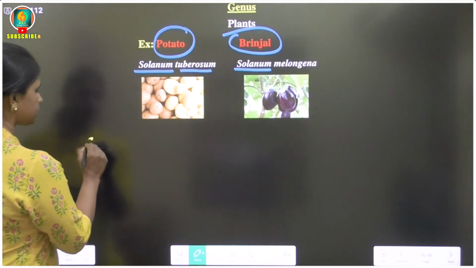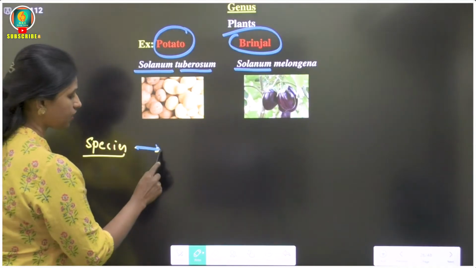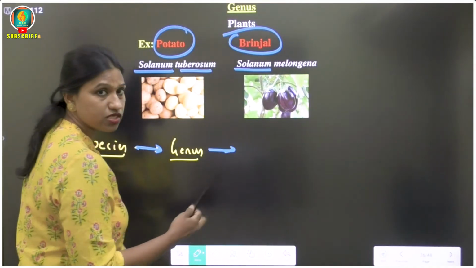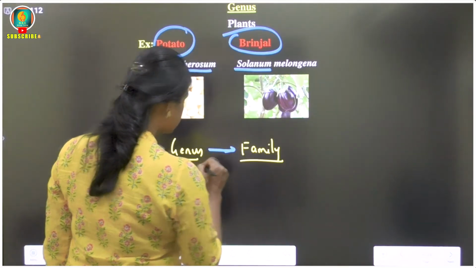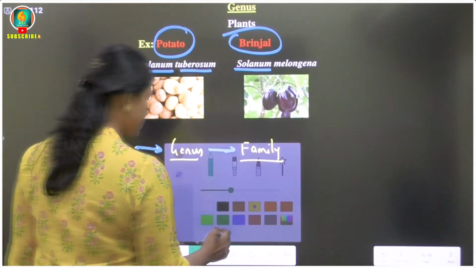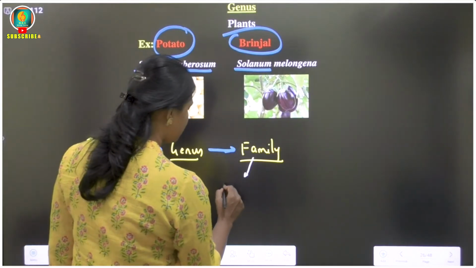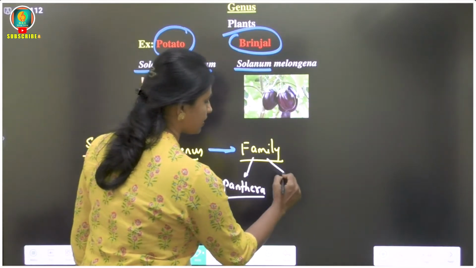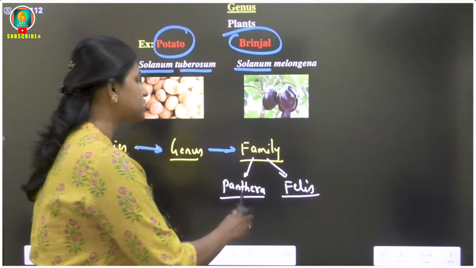Now, as we move up, from species, which is the higher hierarchy, we moved into genus. As you move further from genus, it comes to what? Family. Now in the family, we include different genera. Let me take an example of the cat only. Panthera is a genus. Like that, even Felis is also a genus. But both can come under the same family.